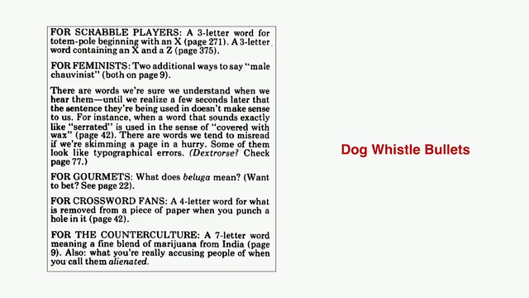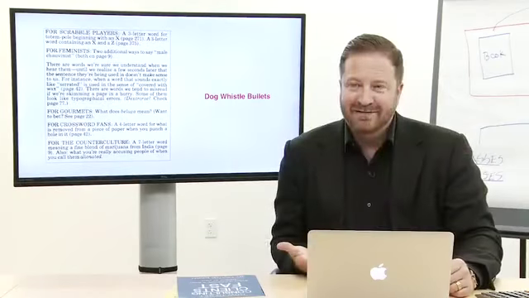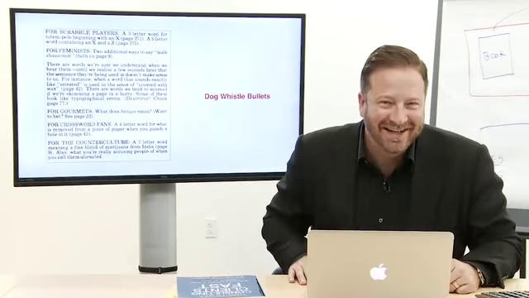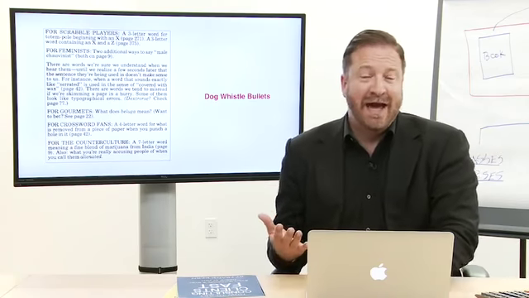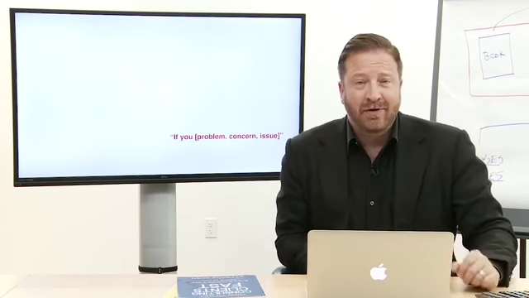Okay? For crossword fans, a 4-letter word that is removed from a piece of paper when you punch a hole in it. For the counterculture, a 7-letter word meaning a fine blend of marijuana from India. Page 9. Well, let's see. I-N-D-I-C. Indica. I-N-D-I-C. Dang, I can't do it on camera. Indica. I think it's indica. I've never had any of it. That's why I can't count to 7 on camera.